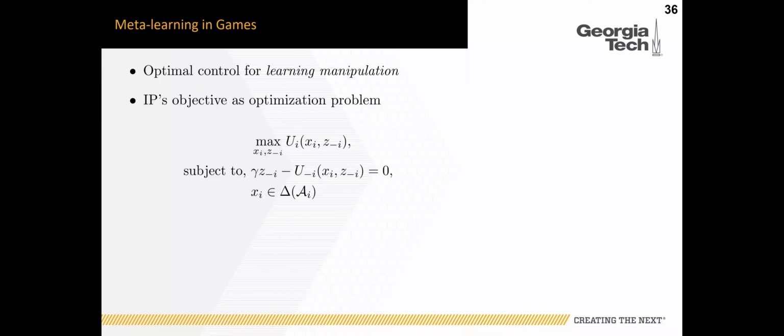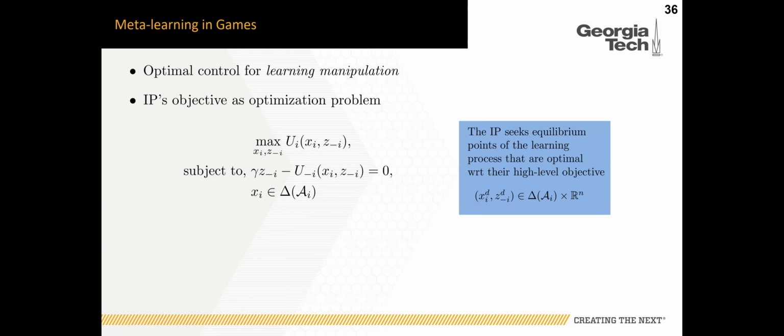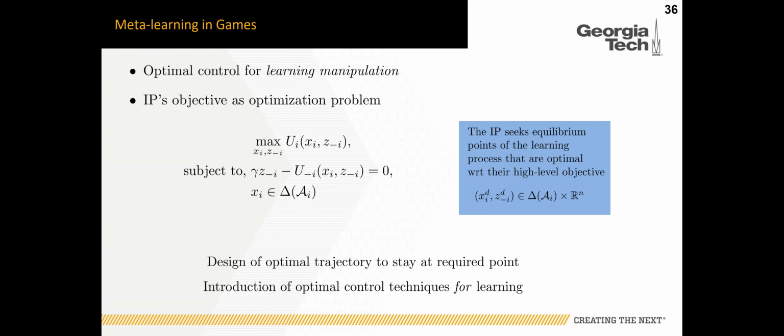Okay, so in optimal control, the intelligent player's objective can be formulated like that. Here I have my utility function, and I have two constraints: my choice maps are bounded in the simplex, and this constraint makes sure that eventually what is learned is what they want. The intelligent player, as I said, seeks equilibrium points of the learning process that are optimal with respect to the higher level objective. That's why they're bounded inside their probability simplex. So what I want to do is design these optimal trajectories to stay at required points, and introduce optimal control methods to do this learning. Again, I want to learn how the other agents learn optimally.